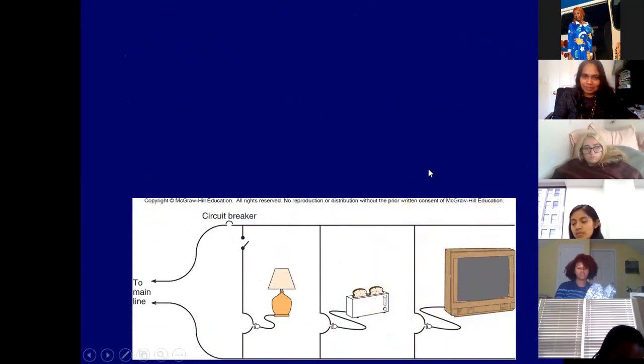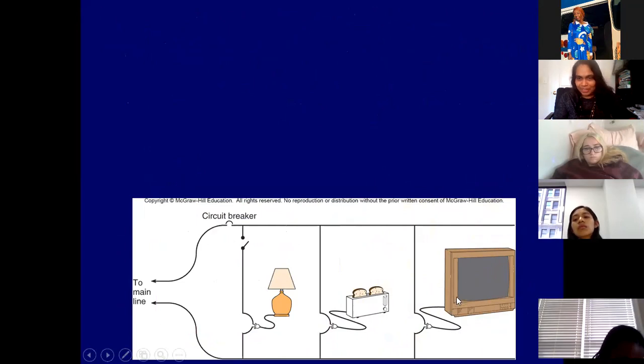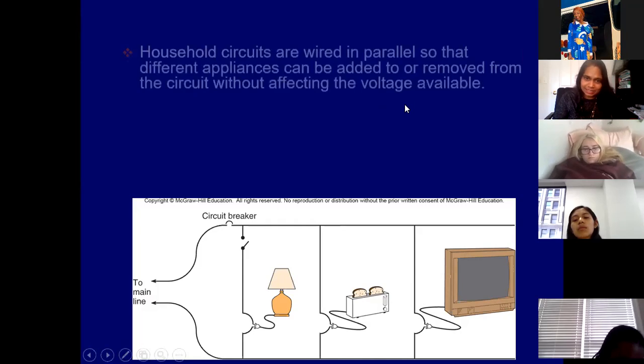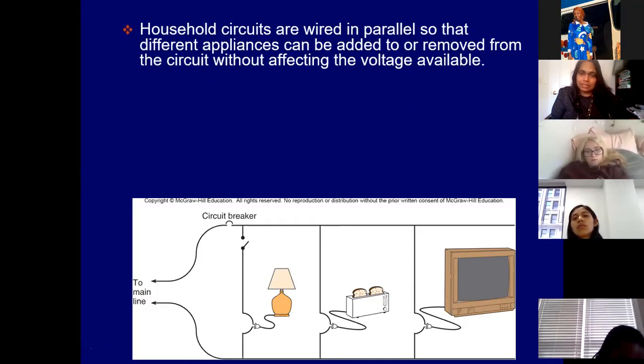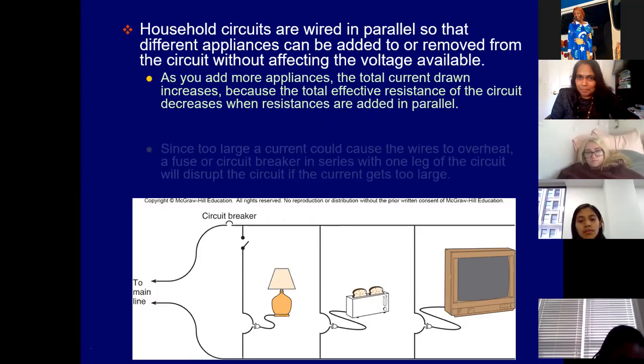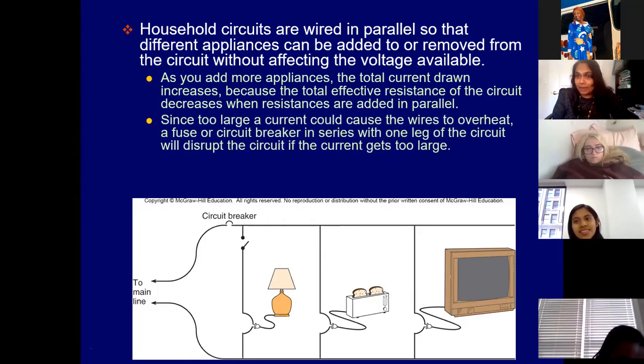All right, so this is a simple picture of a household connection of circuits. We have a table lamp, a toaster, and also a very old-fashioned TV, but these are simple pieces of equipment that we use in houses. So how are they connected? Is there any reason that it's connected in this fashion? Are household circuits connected in series or in parallel? Parallel. It should be parallel.